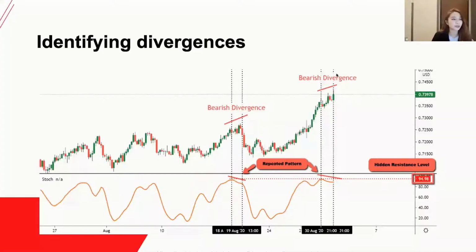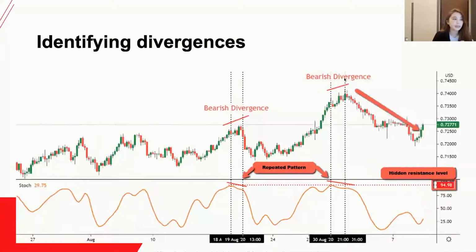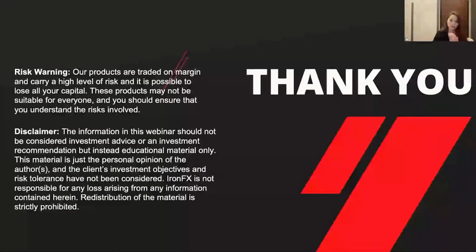Then we are also capturing another bearish divergence at a higher price. We can see that repeated pattern on the hidden resistance level of 94.98, and also a bearish divergence at the peak. The bearish divergence carried over, and price did slow down and dropped from the stochastics hidden resistance level, coinciding with our bearish divergence. All right, that's pretty much it for the stochastics indicator.